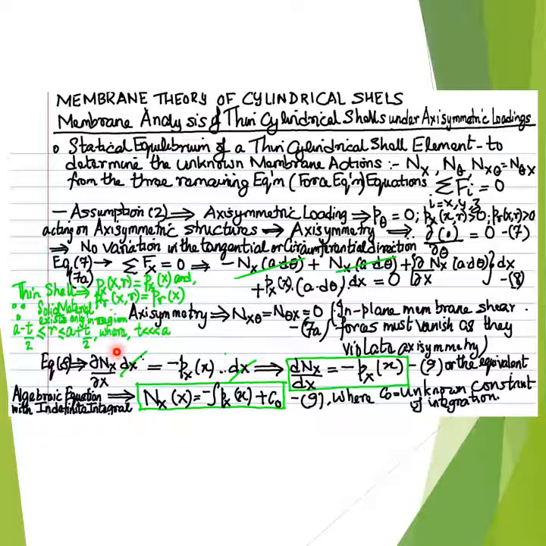Hence, the thin shell assumption, mathematically depicted by this inequality, implies that the external loads, that is the external axial or longitudinal load Px and the external radial load Pr, are functions of only x.